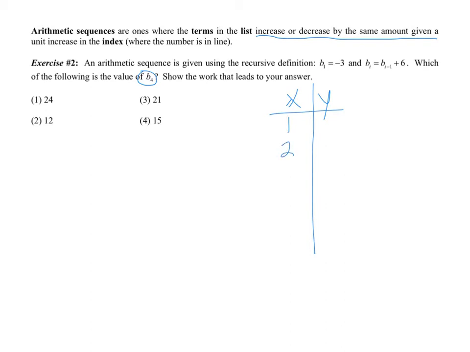Every time they ask you one of these questions, organize it by putting it into a table. So 1, 2, 3, 4. Nice little list. B sub 1 is negative 3. And what does my direction say? How am I going to increase each time? I hope that you notice right away that you look right to that part of that formula and it says plus 6. So I'm going to add 6 each time. So my second term is going to be 3. My third term is going to be 9. And therefore my fourth term is going to be 15. So the answer here is choice number 4.